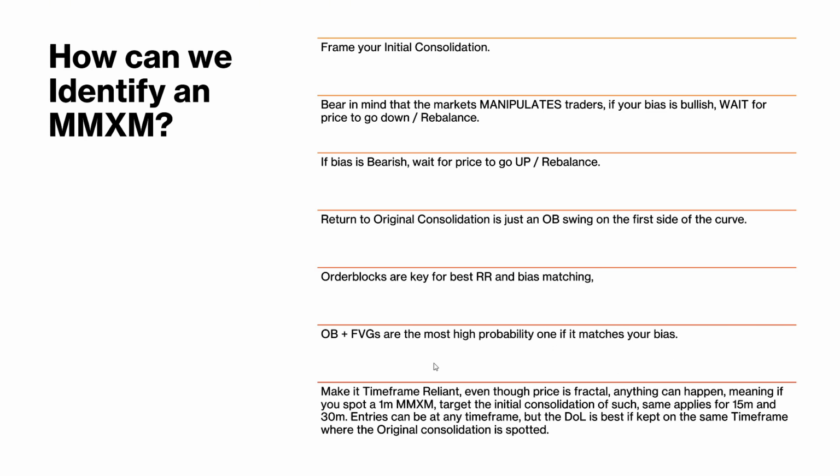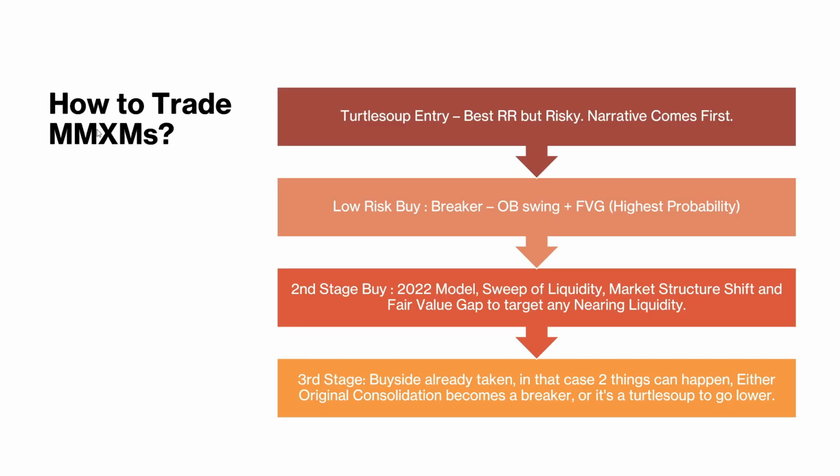And lastly, this is more of a word of advice: make it time frame reliant. Even though price is fractal, anything can happen. Meaning, if you spot a 1 minute MMXM, target the initial consolidation of the 1 minute MMXM, just because it's like a low hanging fruit, basically. Same applies for the 15 minutes and the 30 minutes. Entries can be at any time frame. If you spot a 1 minute MMXM, go for a 15-second entry. 15 minute, even 1 minute, it doesn't really matter. But the drawn liquidity is best if kept where the original consolidation is spotted, just as a low hanging fruit type of thing.